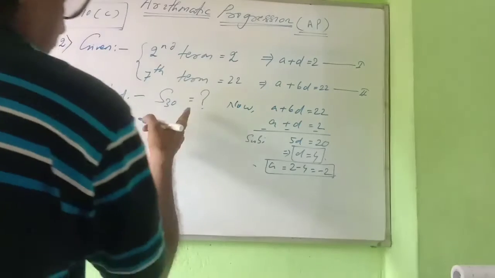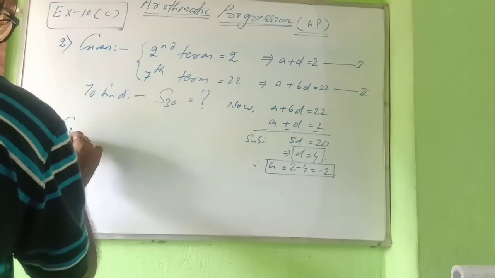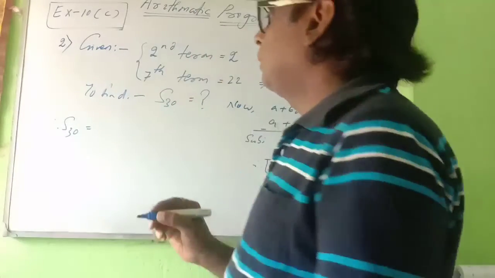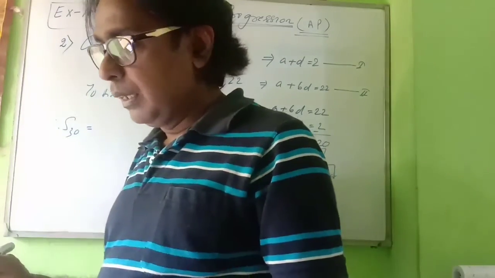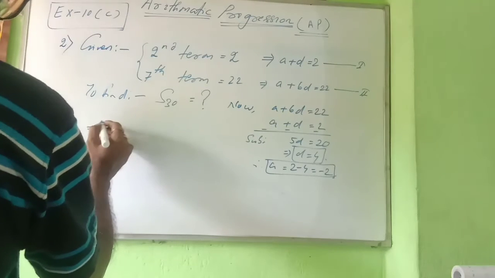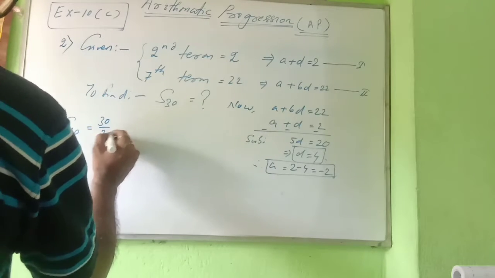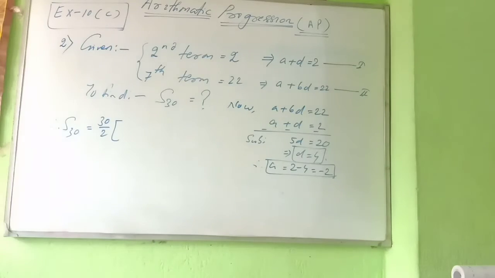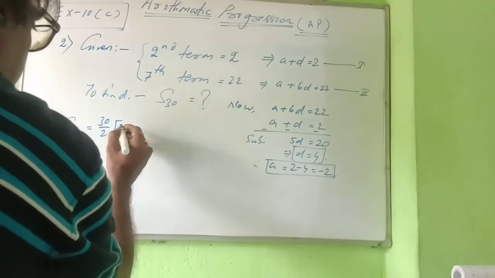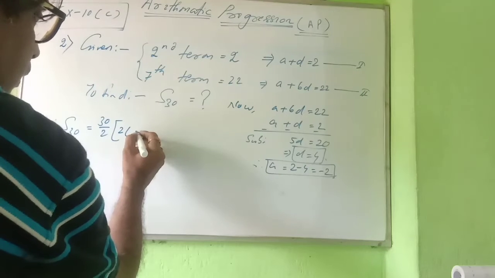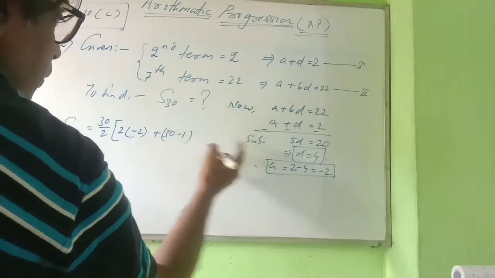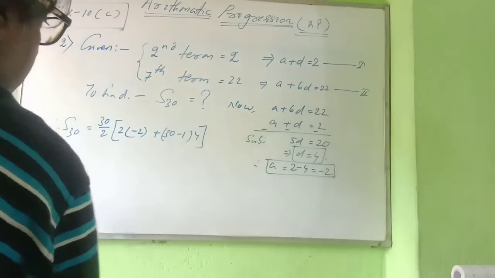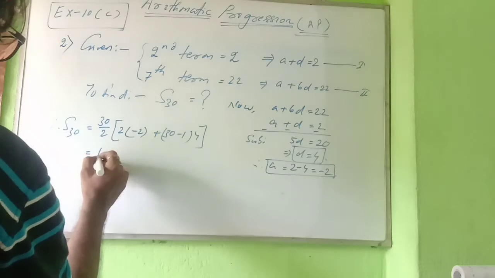Next you have to find S30. Therefore S30, tell me, what is the S30 formula? S30 means the sum of 30 terms, that is 30 by 2, next one is 2a, where a is minus 2, plus 30 minus 1, and d is how much you got? 4. Okay, next it will be 15.